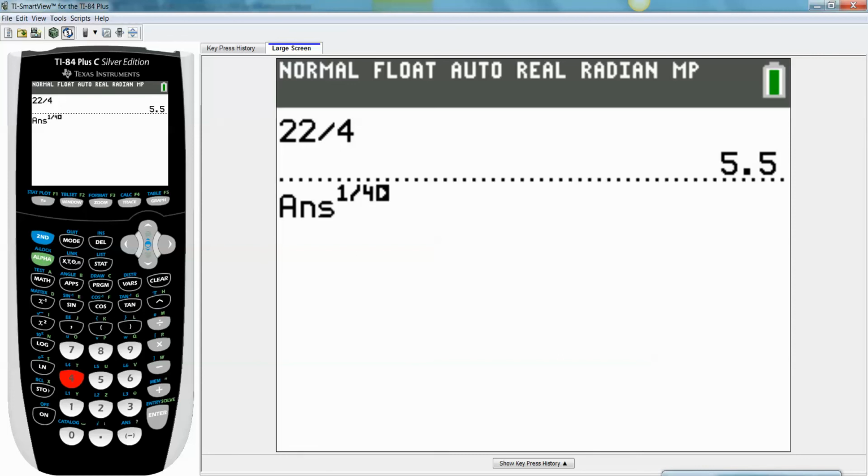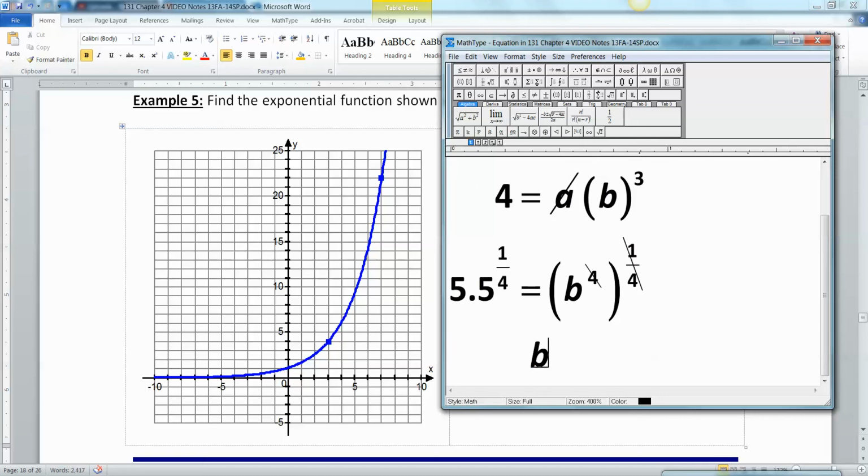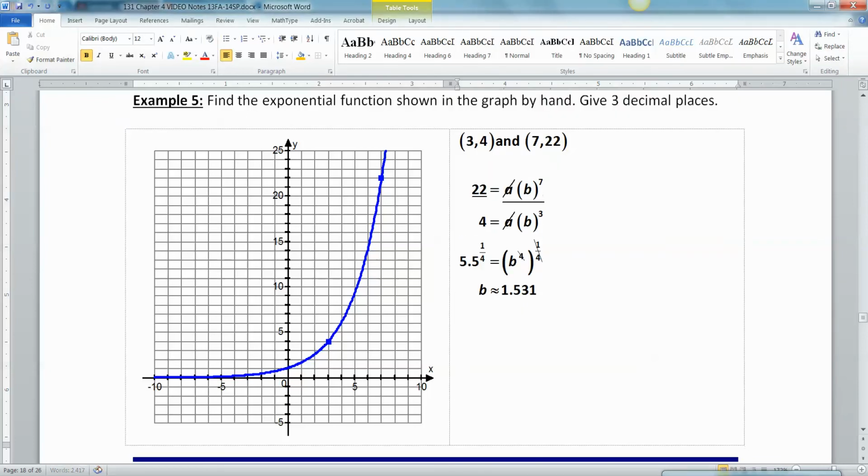And don't forget, if you have an old calculator, you'll have to put parentheses around 1/4. So it'll be caret, parentheses, 1 divided by 4, and parentheses. And we get 1.531. Okay, so then we know b is approximately 1.531.